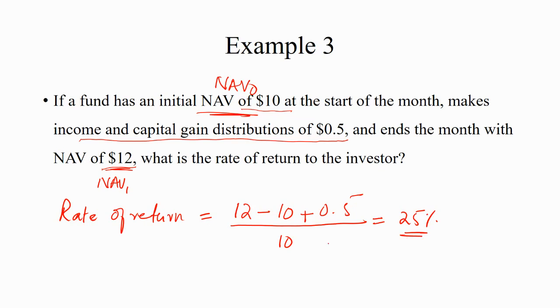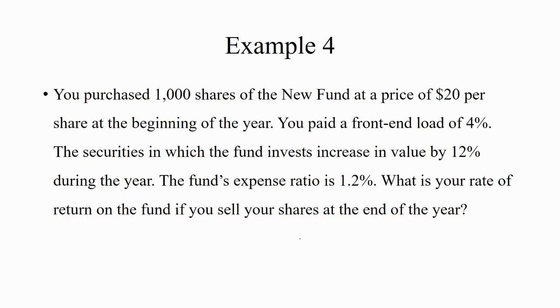So this is how you calculate the rate of return for an investor who has invested his amount in an RIC. So this is a simple type of calculation. Let's see another example which is a bit more detailed and complex as compared to the previous one.